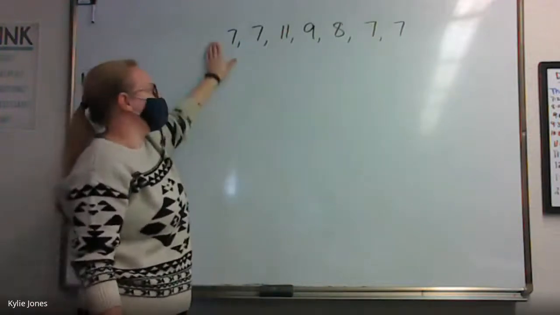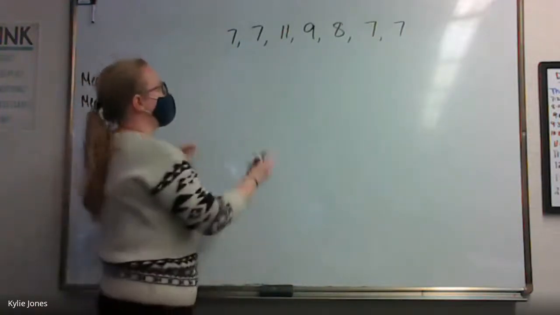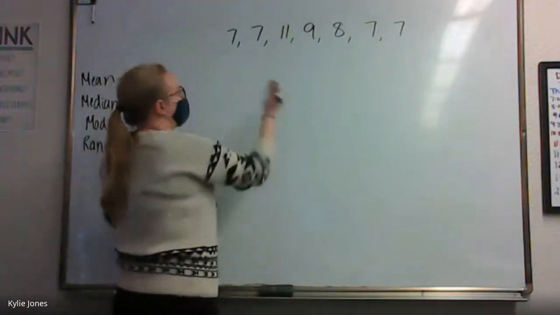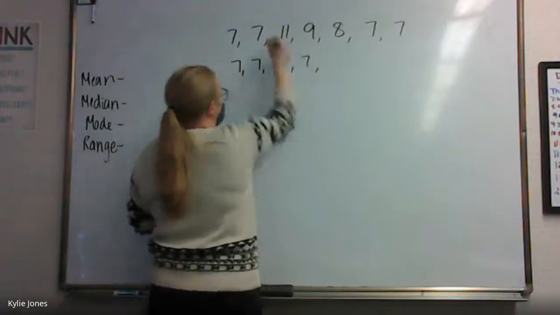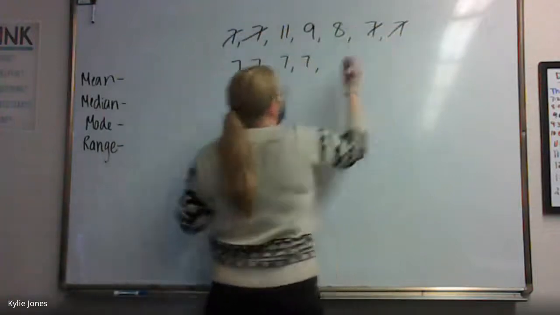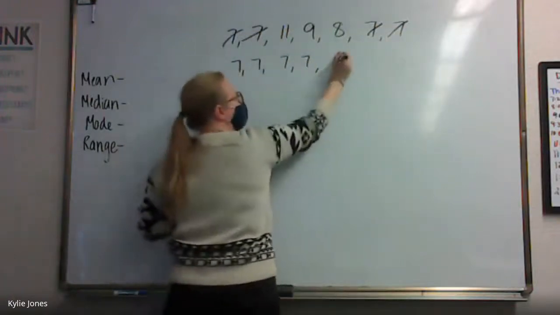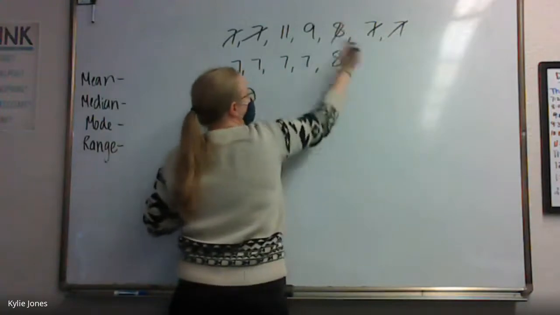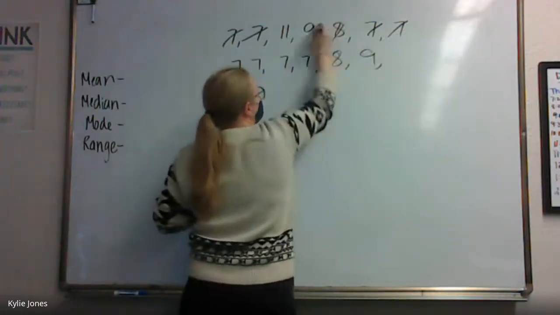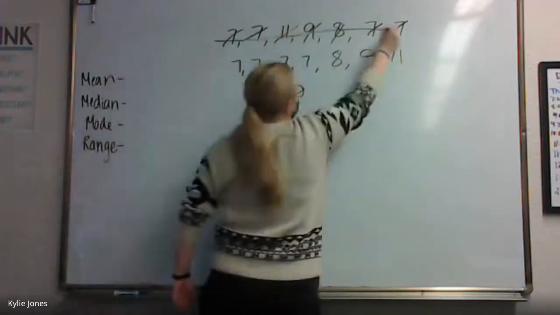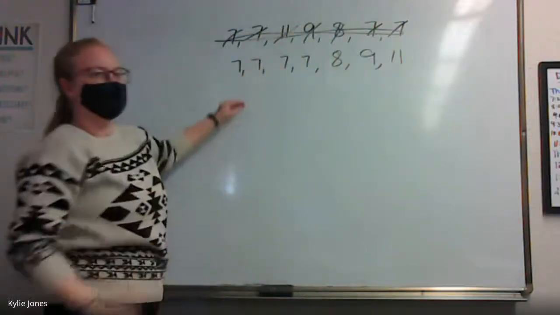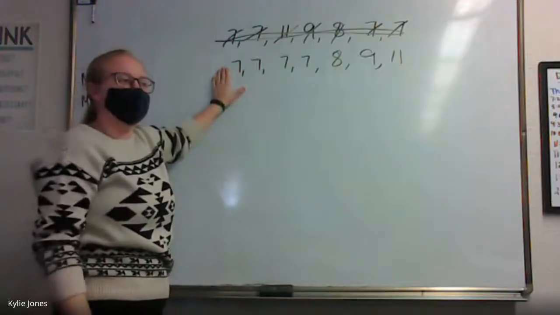So what's my least? What would go first? 7. Yeah, we have 4 7s. So 7, 7, 7, 7. Then my next one is 8, and then 9, and then 11. So least to greatest, and then you can kind of just forget about the original set of data. It's in order from least to greatest for you.